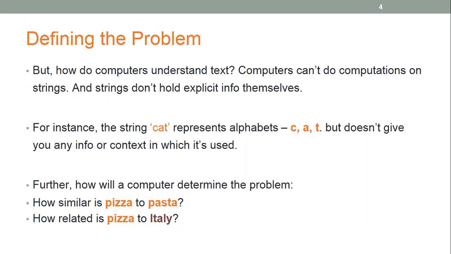But as humans, if you see a string of characters like pizza, and then you see a string of characters like pasta, you inherently know that these two are somehow related to food. And with pizza, you can also relate it to Italy in some way. So is it possible for computers to do this? That is the problem that we are thinking about now as a community of AI developers. This is where we are, and this is the problem that we want to solve.